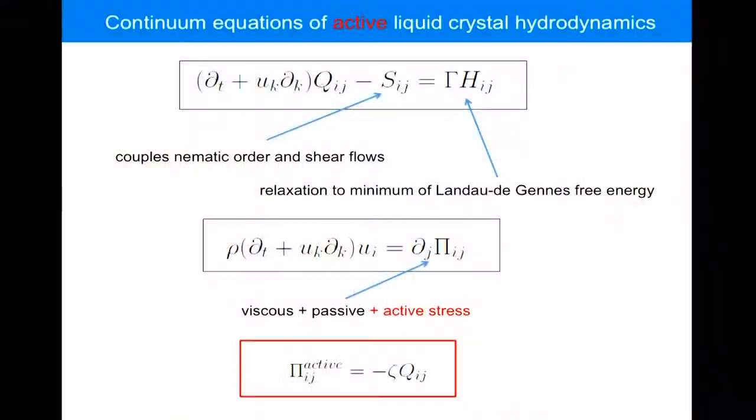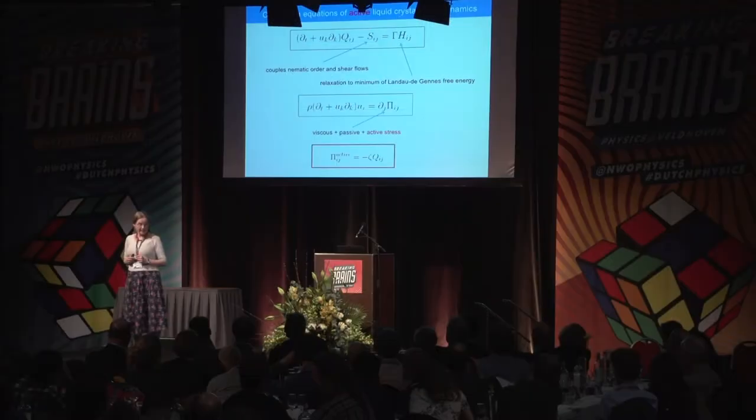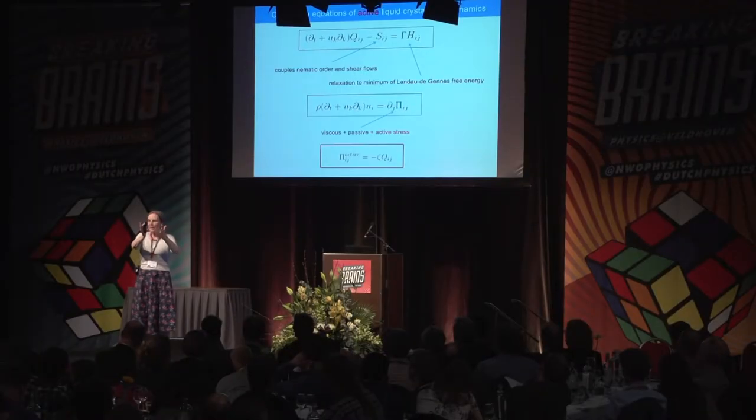Now, it turns out that if you want to write down the continuum equations of one of these active nematics, you just have to add one term to this. And the term you have to add is that one. It's a term proportional to Q, proportional to the order parameter, and that ζ in front of the Q is the strength of the activity, and the point is that it comes under a derivative in the stress tensor. So that means every time the nematic order gets screwed up, you get a stress and you get flows happening.